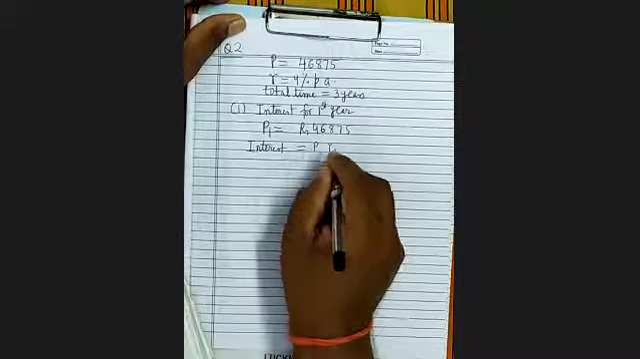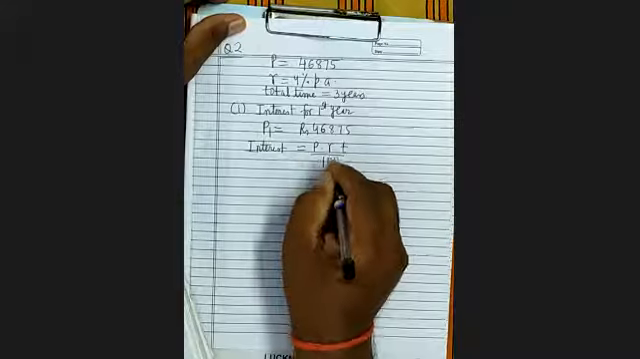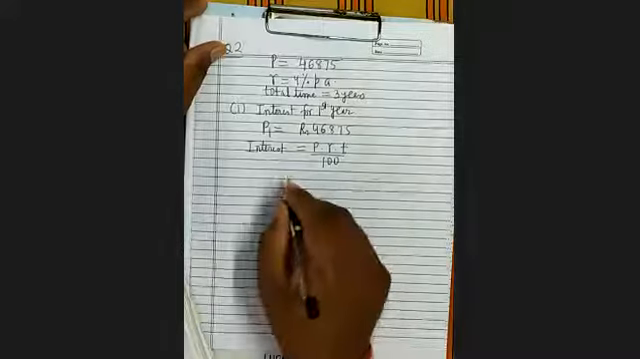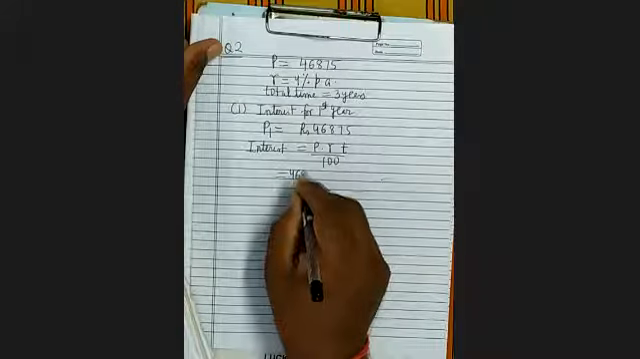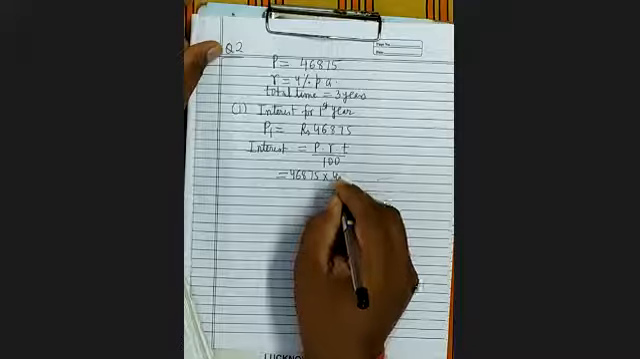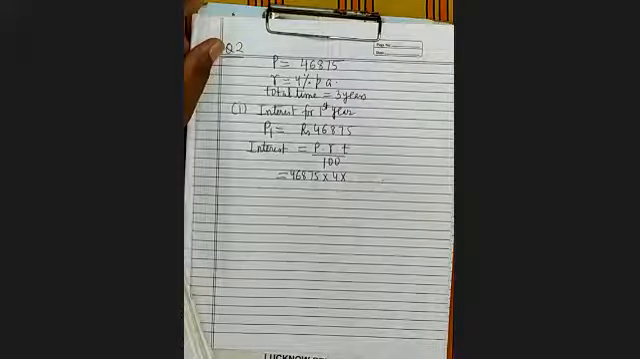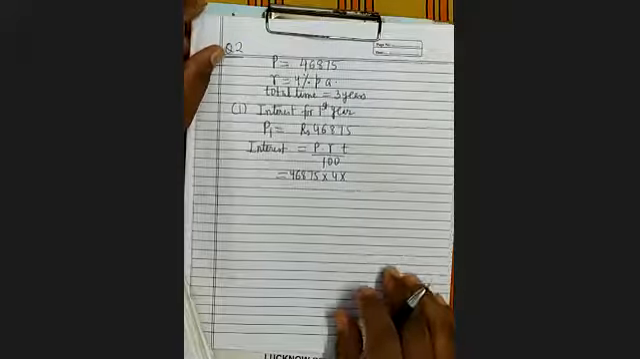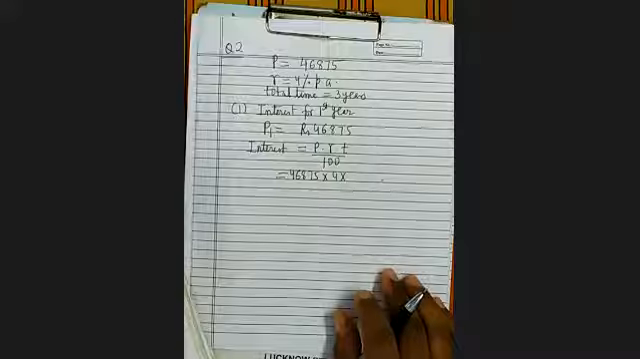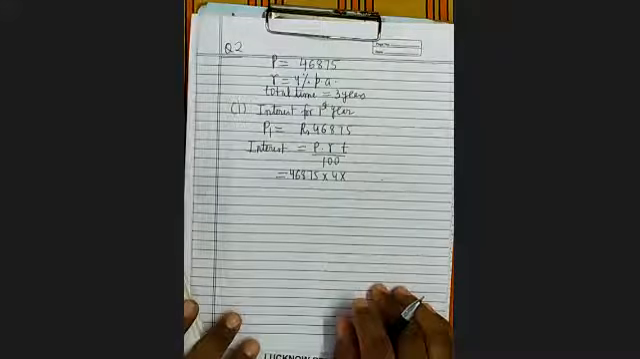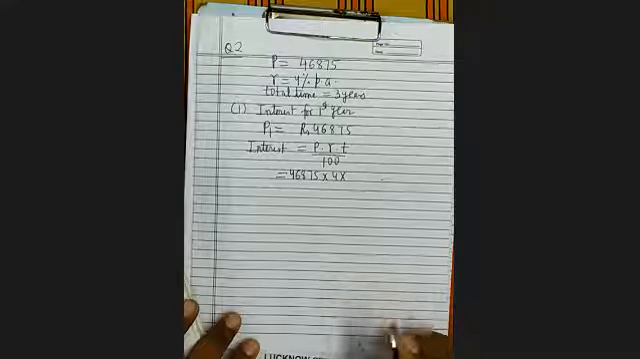So what is the interest? Interest equals P into R into T upon 100. P is given as 46,875. Rate is 4. What is the time? It will be taken as 1 or it will be taken as 3? You have to find the interest for the first year. So time will be 1 or 3? Sir, it will be 1.